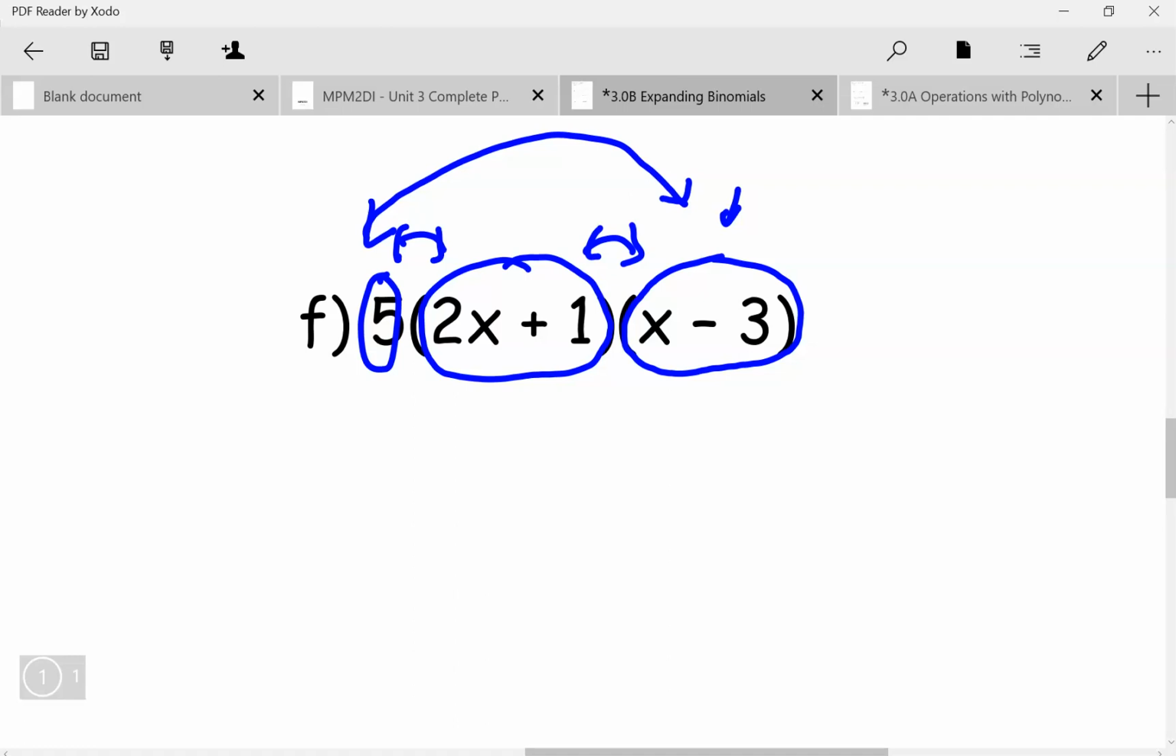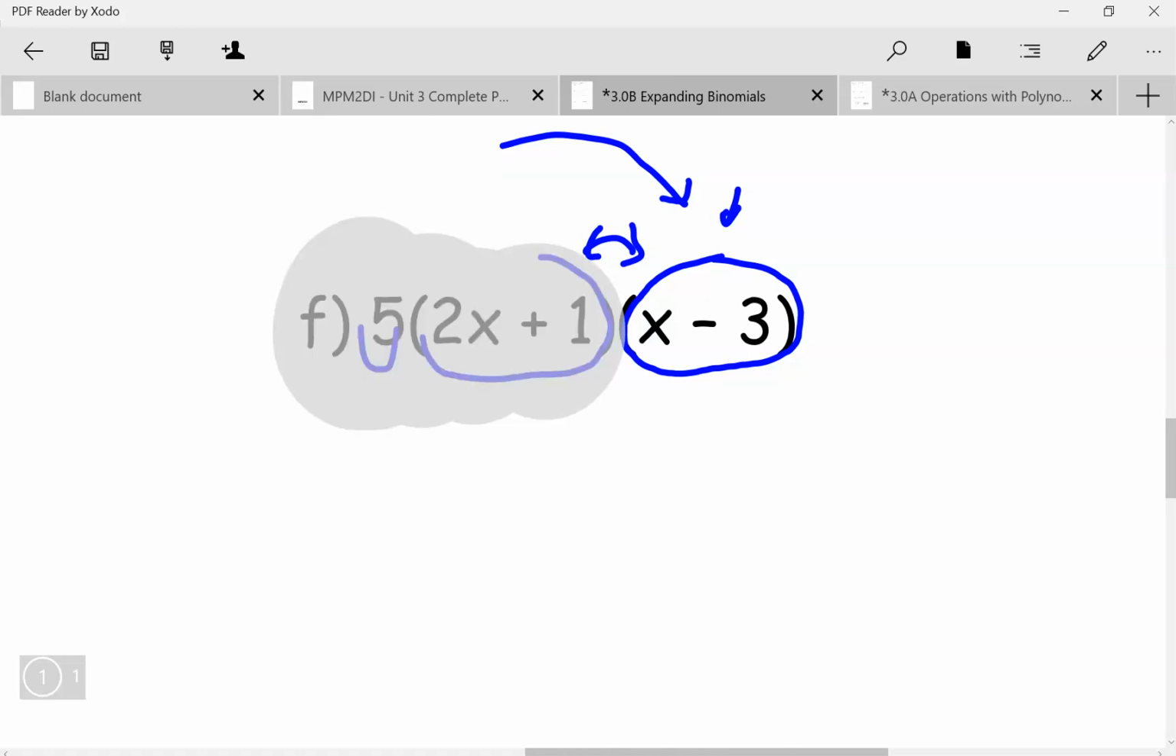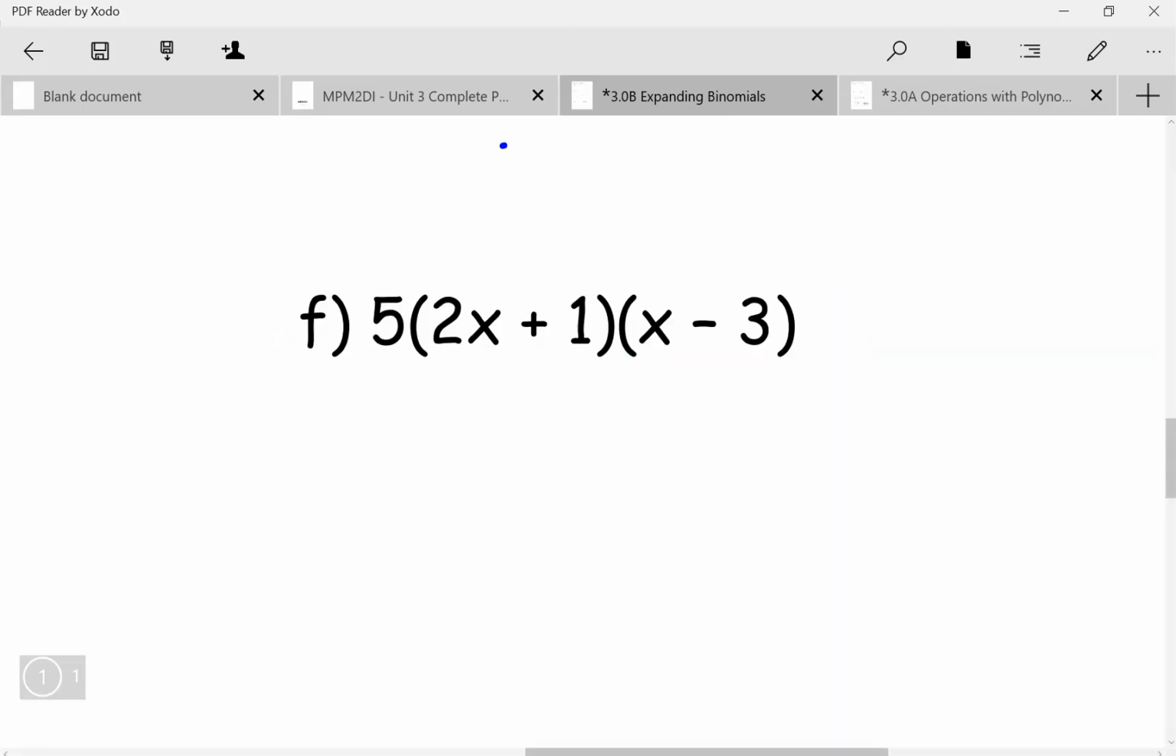That's up to you. You could do it any different way you want, but just remember that you're multiplying the 5 only into one bracket whenever you are doing it. So that's important. As long as you're remembering that, that's fine.